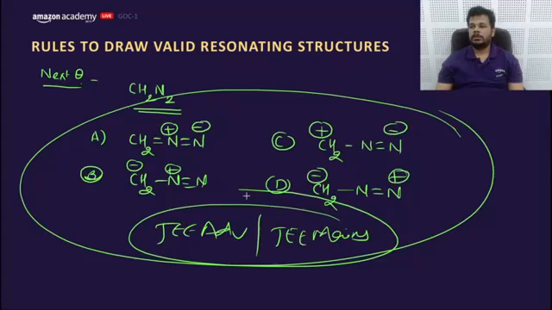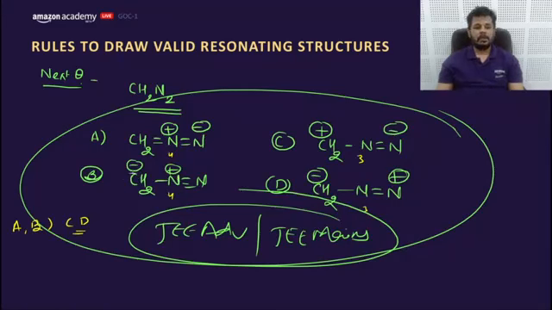Don't jump from rule 1 to rule 4. You can get the wrong answer. First rule first. First rule says non-polar, polar. All are polar, leave. Second says number of bonds. This has 4 bonds, this has 4 bonds, this has 3 bonds, this has 3 bonds. That means A and B are better compared to C and D. This is decided by rule number 2.